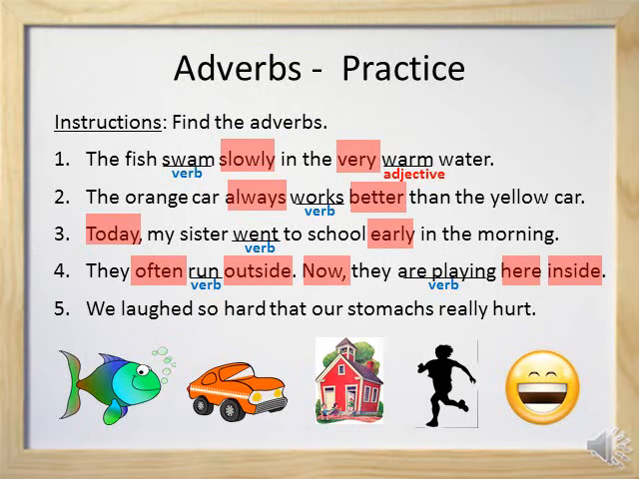And number 5, we laughed so hard that our stomachs really hurt. This sentence has 3 adverbs. What are they? So, hard, and really. Which word in the sentence does so describe or tell us more about? First, let's look at the verb laughed. Does so help us understand more about laughed? We laughed so. No, it doesn't help us understand the verb. So which word does it describe?